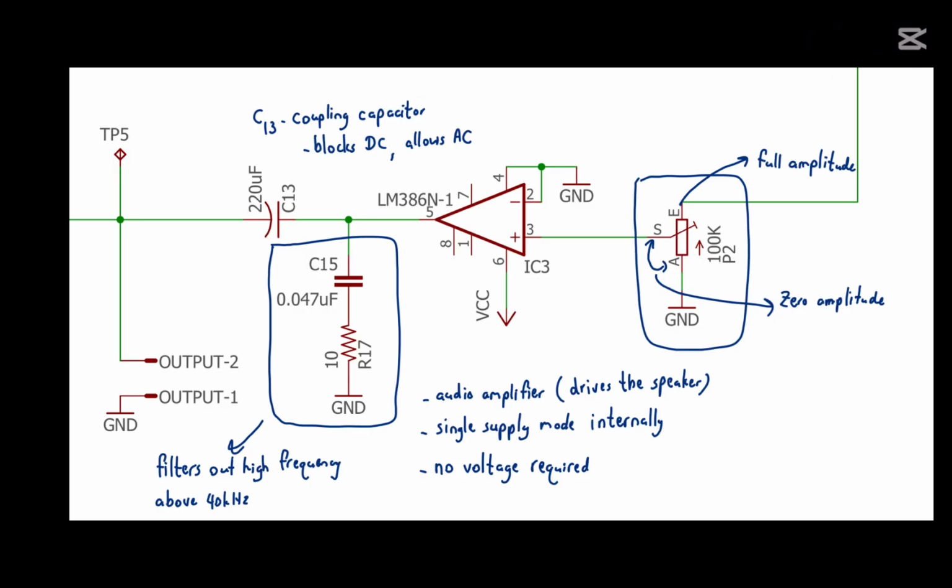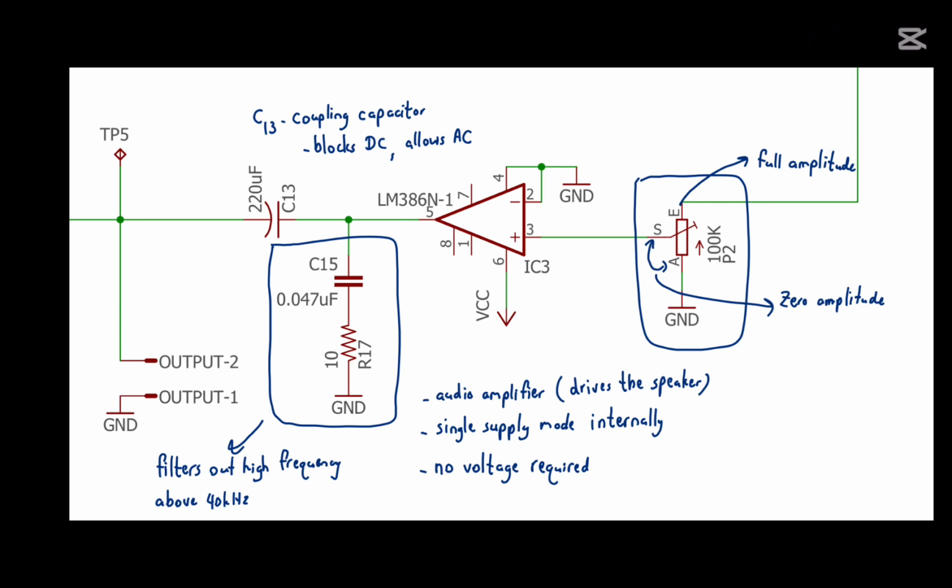Moving on to stage 4, we can see that IC3, which is LM386N-1, is being used. The IC LM386N-1 is an audio amplifier that drives the speaker. It also acts as a compact low-power amplifier that boosts tiny biosignals such as heart sounds. It is a single supply mode internally, hence no voltage divider is required. It also drives the current to the speaker.